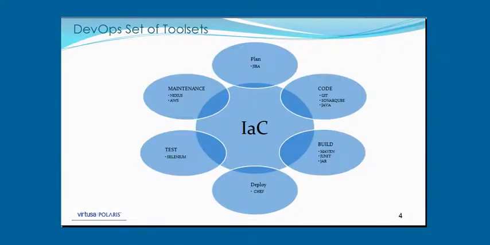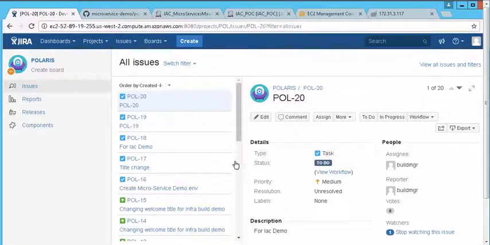In the DevOps SDLC cycle, we are using toolsets: Jira for the planning area; Git, SonarQube, and Java for our coding area; Maven, JUnit, Jar for our build area; Chef for our deployment area; Selenium for our testing area; Nexus and AWS for our maintenance area. Let's move to our live environment now.